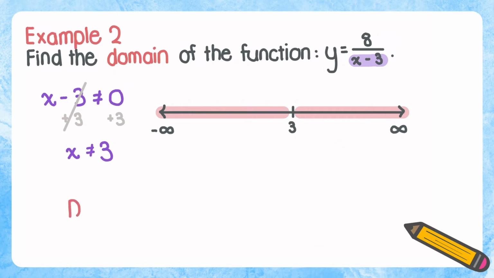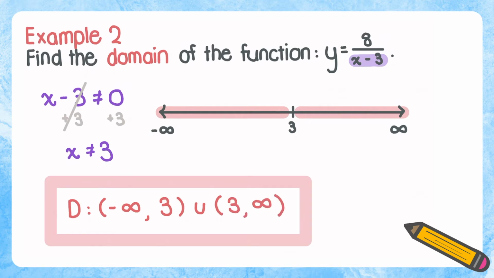So our domain would be starting at negative infinity to just a little before 3, and also a little bit after 3, all the way to infinity. So for this function, any x value would work except for 3.